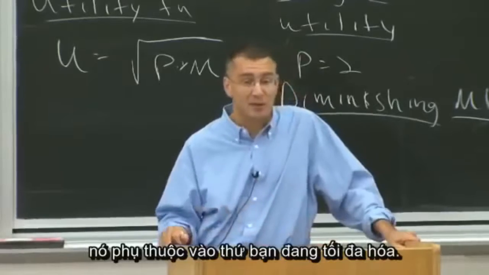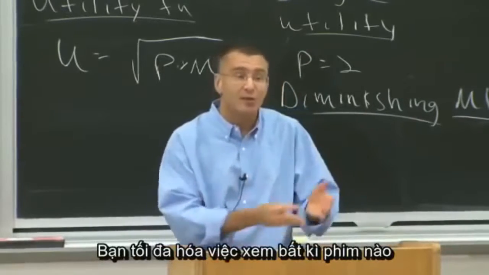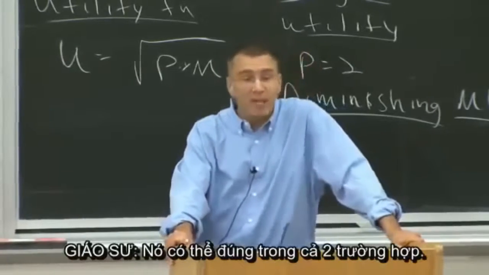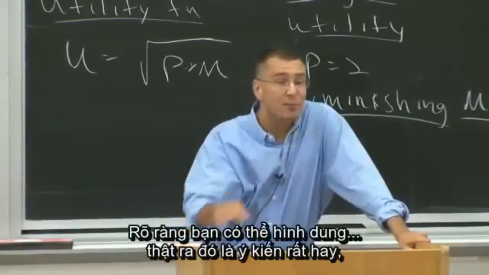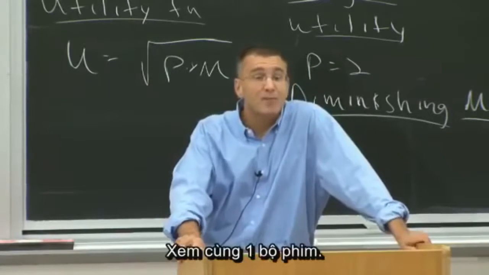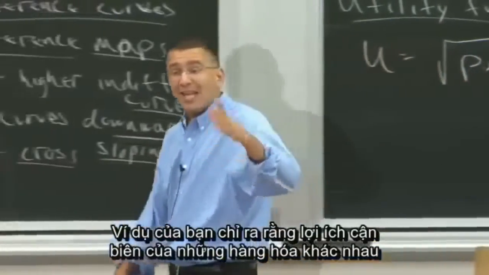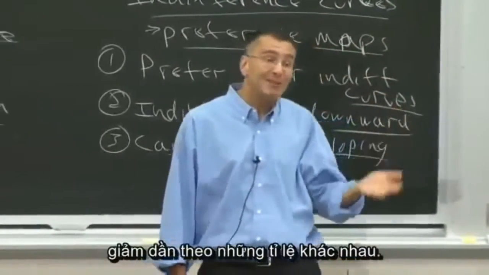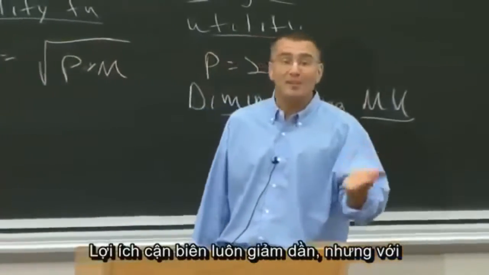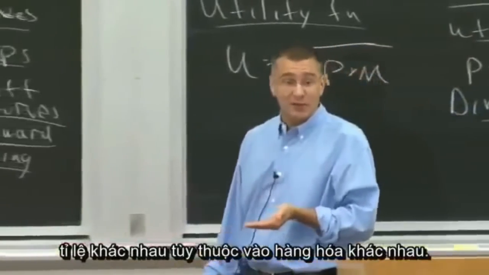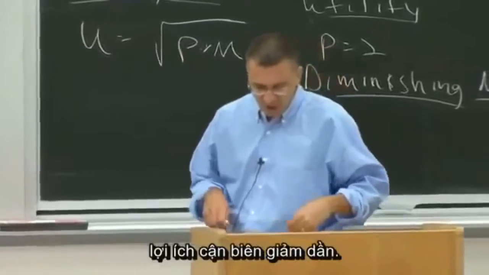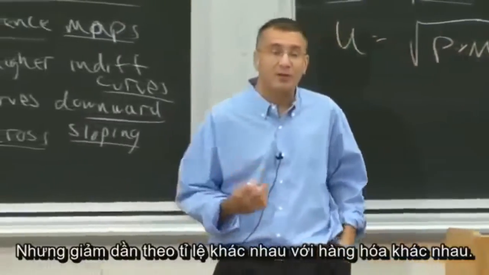It depends what you're maximizing over. Are you maximizing over seeing any movie? Or maximizing over seeing the same movie? And that I didn't specify here. It would work in both cases. Clearly, you can imagine, actually, it's a very good point. Where do you think your marginal utility would diminish more? Seeing the same movie. So what your example points out is that different goods will have different rates of diminishing marginal utility. Okay? So marginal utility will always be diminishing, but at very different rates for different goods. So the general principle is that there'll be generally diminishing marginal utility, but at different rates for different goods.